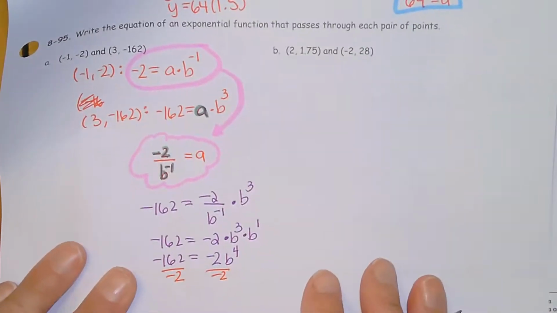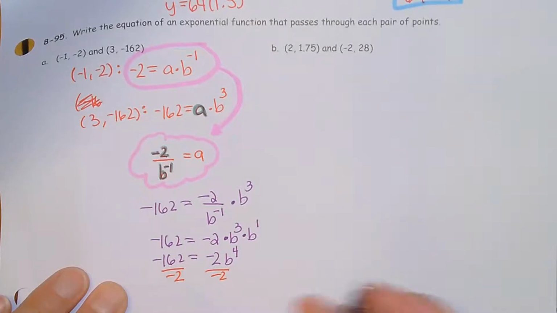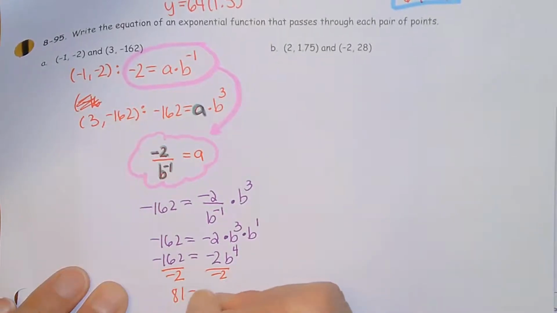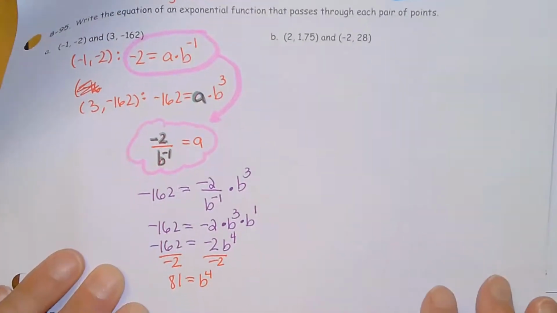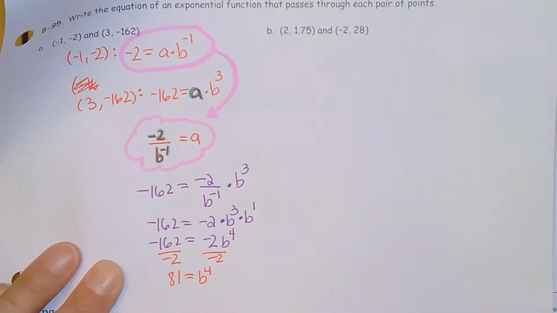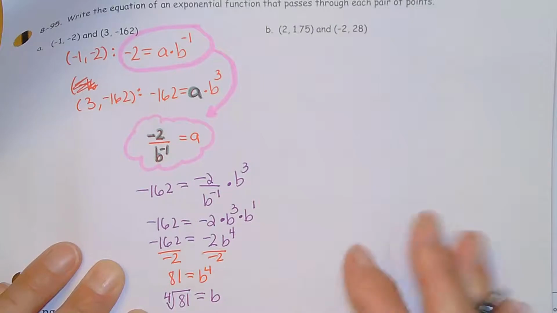And when I divide both sides by -2, -162 divided by -2 is going to be 81 is equal to b to the fourth. Then I'm going to take the fourth root of both sides. I'm going to take the fourth root of 81 and the fourth root of b to the fourth, which is b.